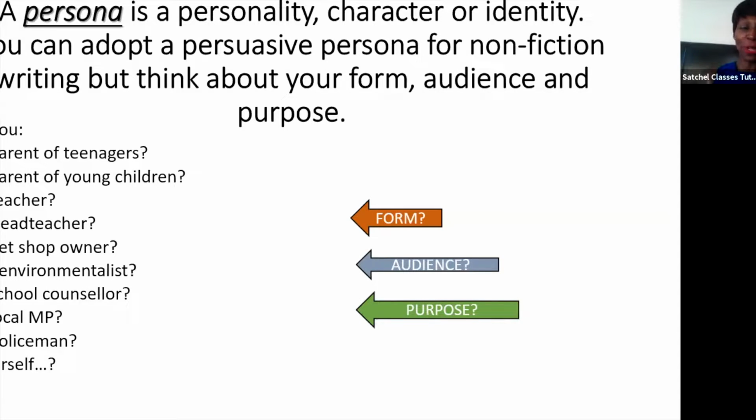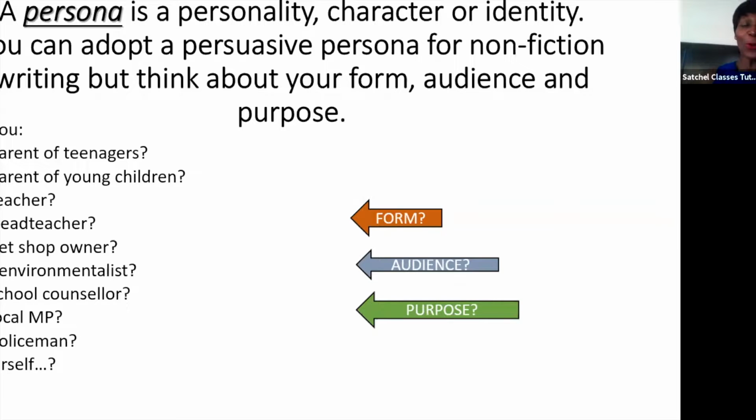So if you're being asked to write a speech or a newspaper article that's for teenagers or for young children, or that tackles an issue about teenagers and young children, you may want to be a parent of teenagers or a parent of young children. If it's something to do with school and education, you might be a teacher or even a head teacher. If it's something to do with animals, you might have the persona of a pet shop owner or an environmentalist. If it's about mental health issues or confidence, you might decide that your personality, your character, your identity is going to be a school counsellor. Or maybe if it's to do with the law or crime, it might be an MP or a policeman or police officer that you choose to be.